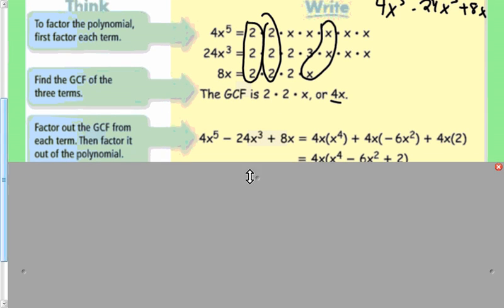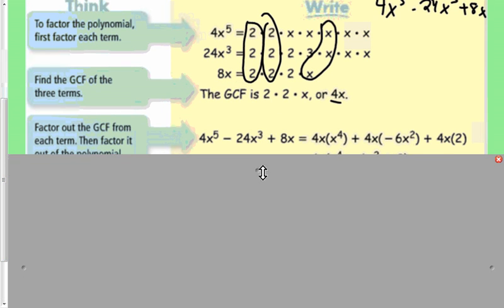So when you take this first part, when you pull out 4x, all you're left with is 1x to the fourth power, or right here. When you pull it out of the second term, you'd have minus 6x to the second power. And when you pull it out of the third one, we'd have 2. That's it. All right?